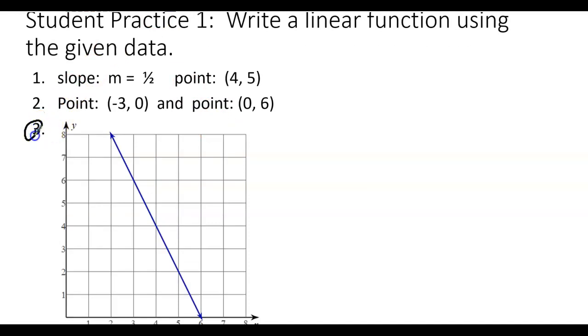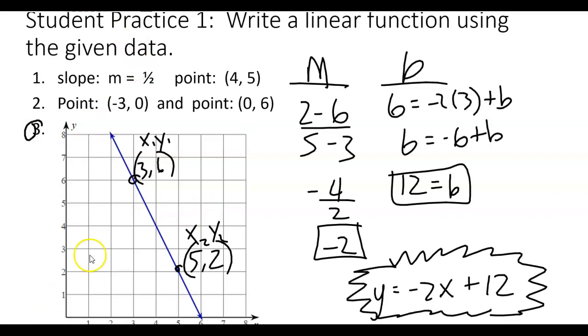So here's one for you guys. Go ahead and try number 3. See if you guys can find the equation of this line. Pause the video. All right, here you go.